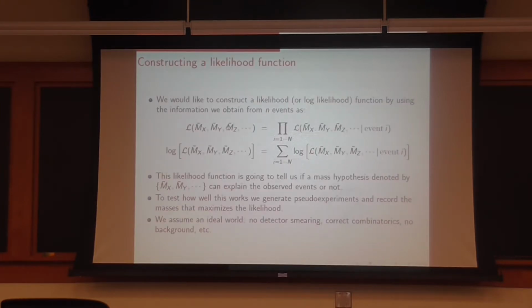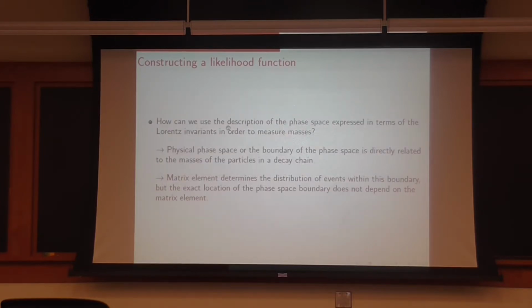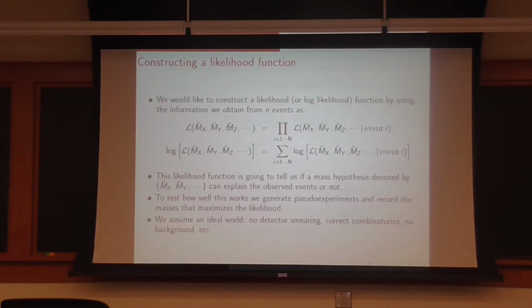Okay, so we want to construct a likelihood. So again, we are dealing with a minimum number of events, so we want to use all the events and combine them to get a good measurement of the mass. So we can have a combined likelihood by just multiplying each likelihood for each event. And we're going to have a mass hypothesis, which we show with a tilde over here. And that's going to give us an understanding of how well those masses fit the events.